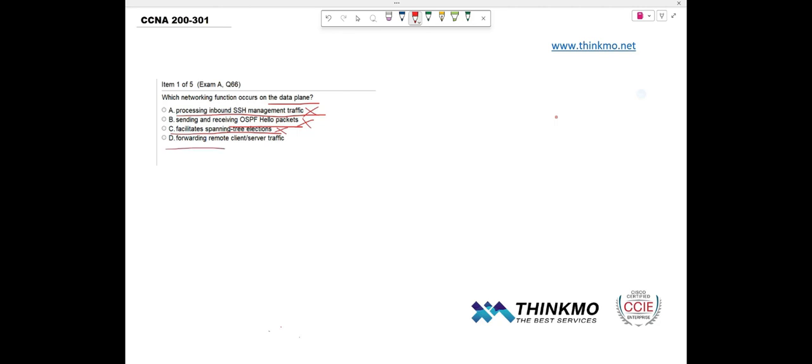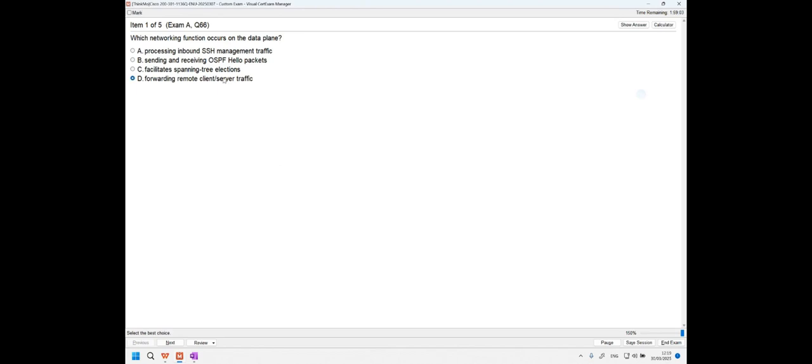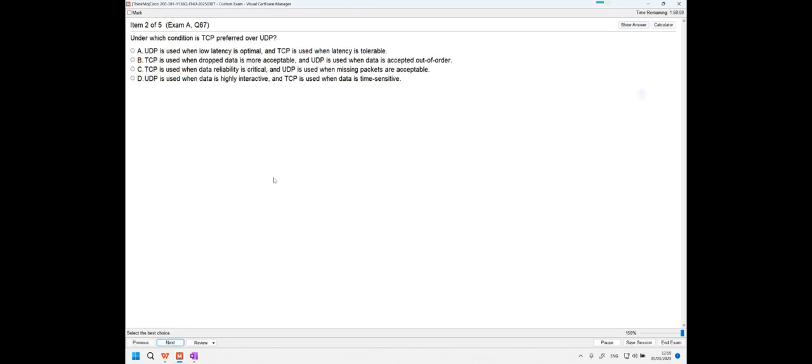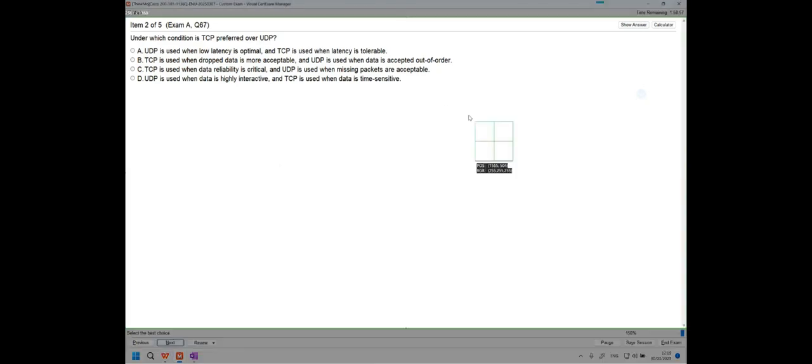The correct answer is D, which is forwarding remote client and server traffic. So the correct option for this question is D. Let's look at the correct answer. Choose D. Alright, this is a good question.